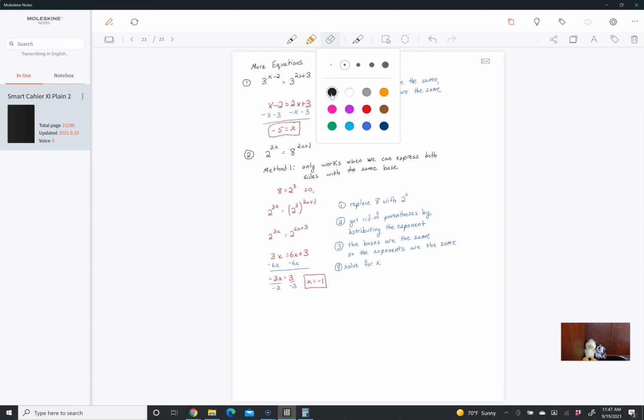Okay, method 2. In method 2, again, this always works. You're going to take the log of both sides. Which means we're going to take the log on the left. We're going to take the log on the right. So we have log of 2 to the 3x is equal to log of 8 to the 2x plus 1.